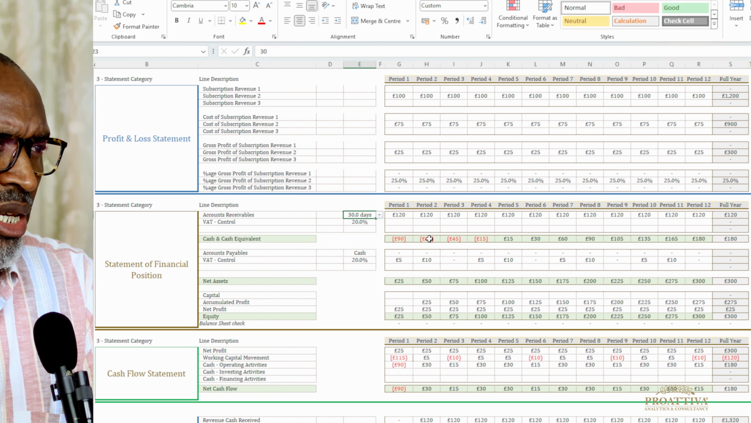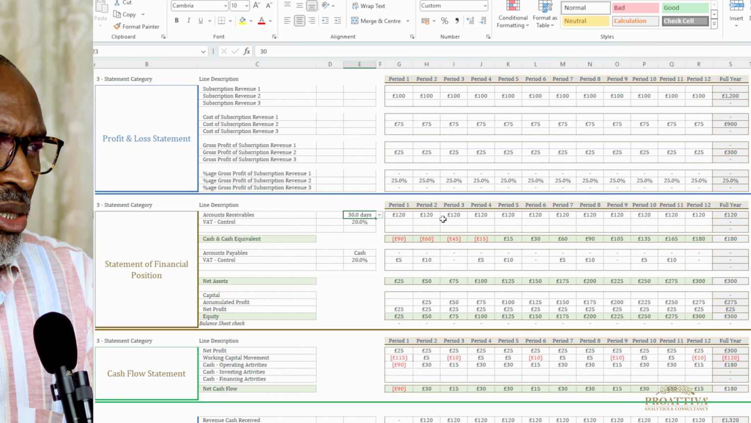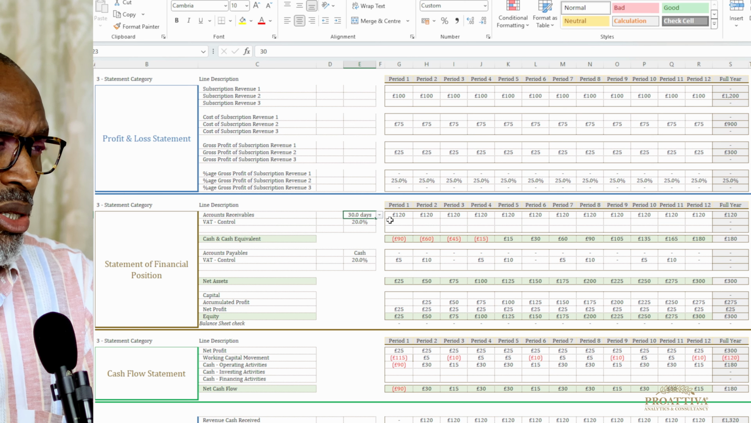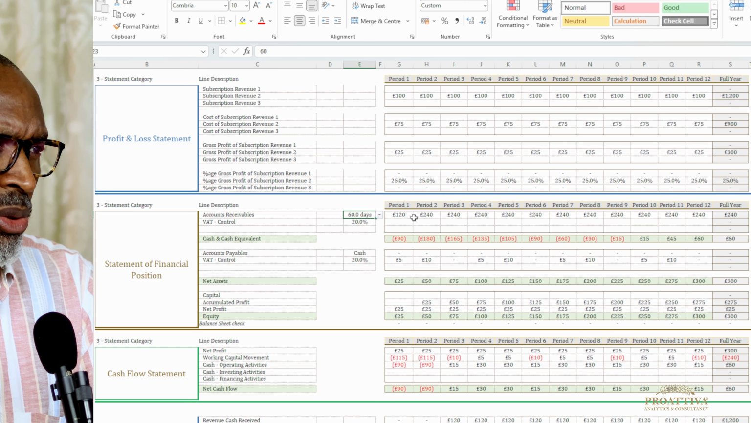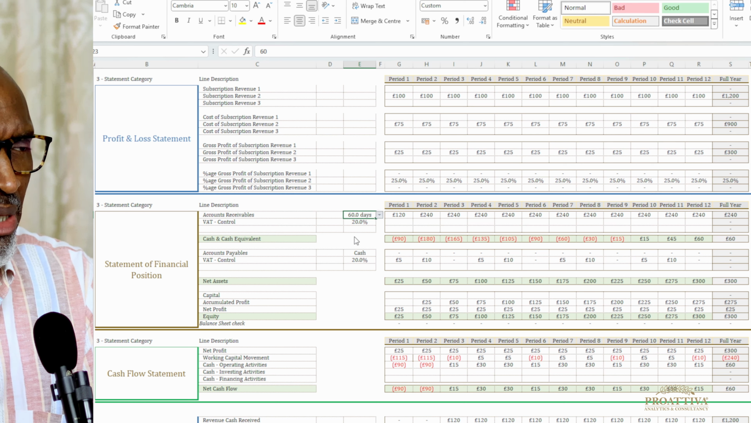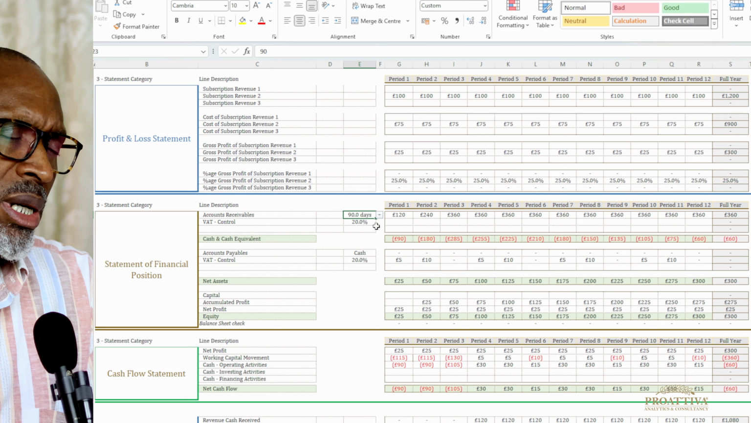And in the second month here is when you now get your cash coming in, because it's 30 days, so you have 1 month lag. If you were to do this for 60, you would see the consequences, so 2 months after, and that keeps on happening.